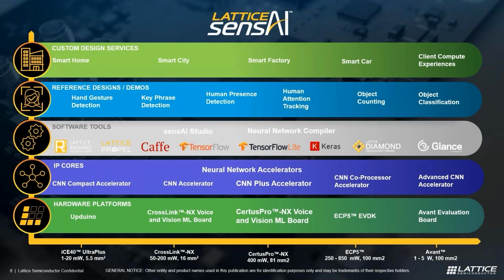From bottom to top, you can see the green lane labeled hardware platforms, listing some of the evaluation boards and kits supporting our edge AI solutions. Next are the IP cores, which consist of different CNN accelerators. Next are the software tools containing our Radiant and Diamond FPGA design tool chains, and Lattice Propel for embedded, Glance for advanced attention sensing, and various machine learning frameworks such as TensorFlow, TensorFlow Lite, Keras, and Caffe are supported.